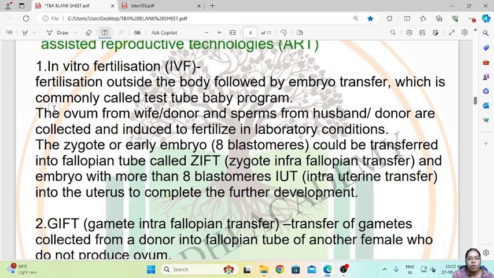So in this technique the gametes are taken, that is the male gamete and the female gamete, the sperm and the egg. They are made to fertilize outside, in in vitro conditions, that is in the laboratory, and then the zygote or the embryo is transferred into the fallopian tube or into the uterus depending upon the stage of development of the zygote, and then it is allowed to grow into an embryo that will further develop into a fetus inside the body of the female. So this is called in vitro fertilization, that is IVF.